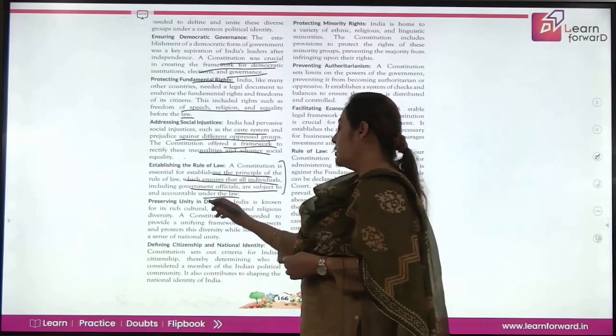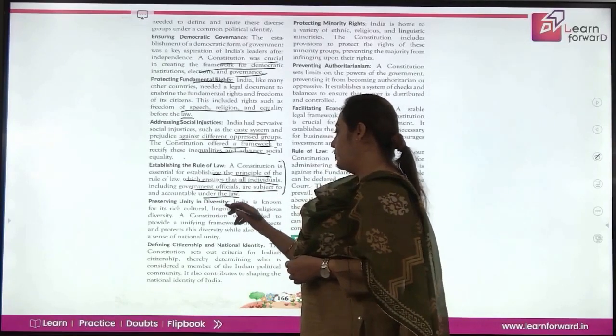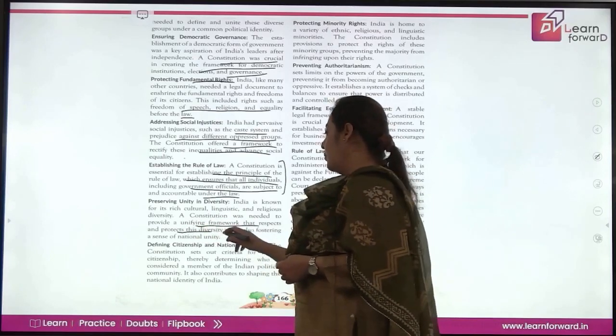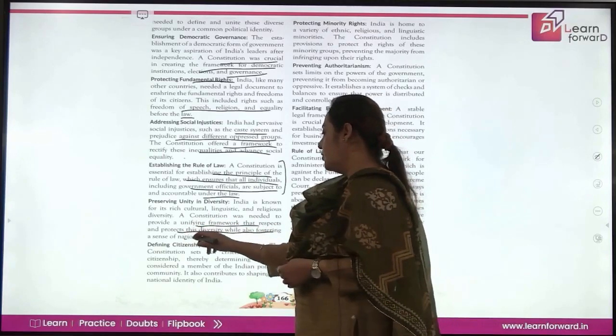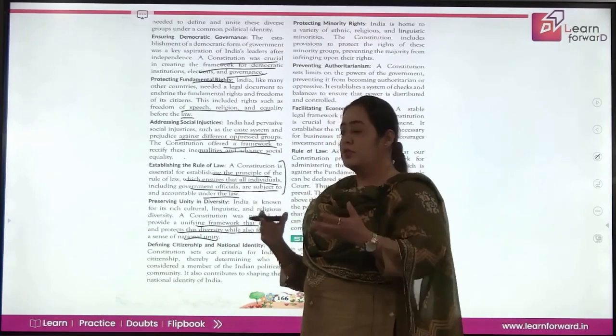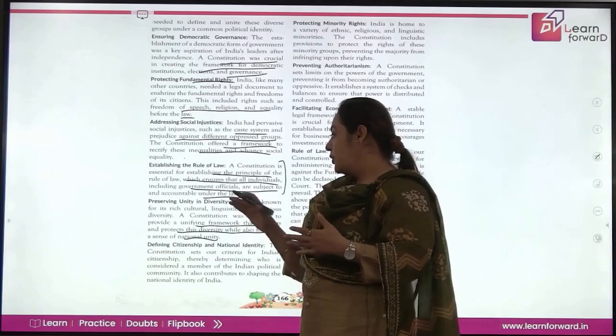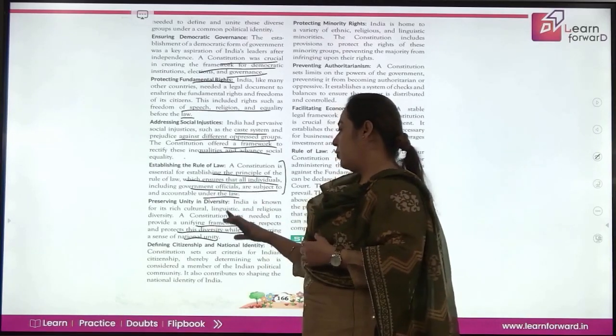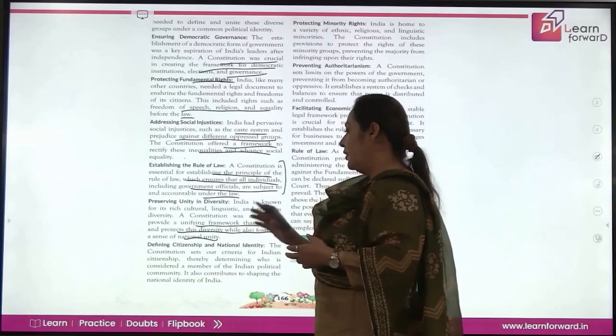India is known for its rich cultural, linguistic, and religious diversity. The Constitution was needed to provide a unifying framework that respects and protects this diversity, also fostering a sense of national unity. We saw that during the time of the British, there was a lot of divide and rule policy happening. So people wanted something that could have unified them. So the Constitution played this important role in unifying the people with diversity.